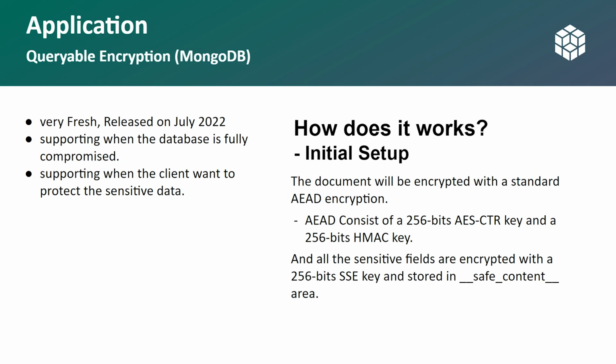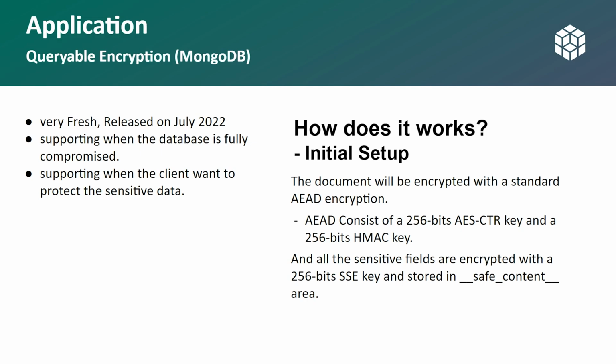Now we're gonna talk about the real-world application called queryable encryption from MongoDB. This feature was released in July 2022 and is still under development. The reason for supporting this feature is to deal with a critical situation where the database is fully compromised or the client wants to protect the sensitive data. How does it work? In the initial setup, before the documents are sent to the server, the document will be encrypted with the standard AEAD encryption, and all the sensitive fields are encrypted with a 256-bit SSE key, and then they are stored in the safe content area.